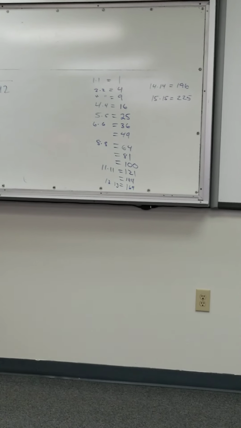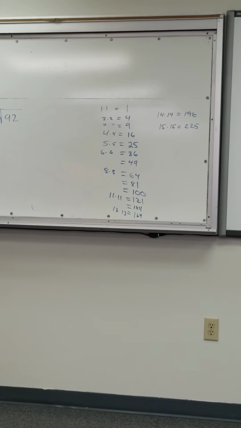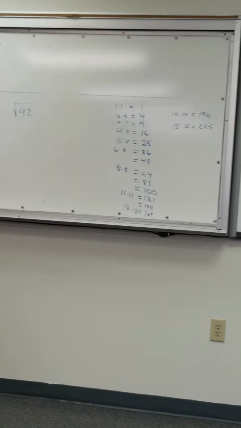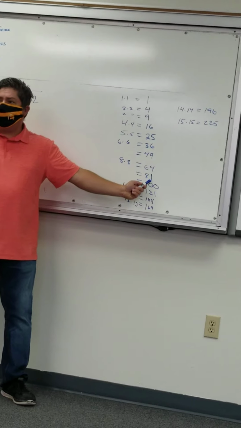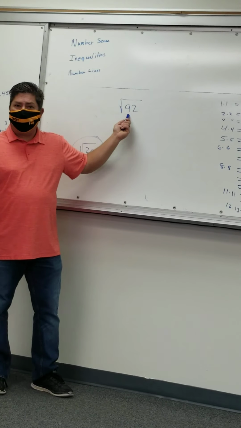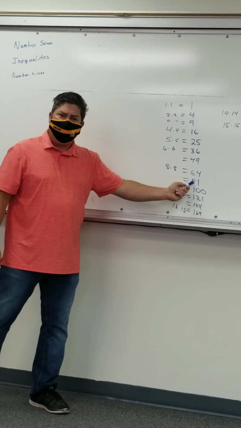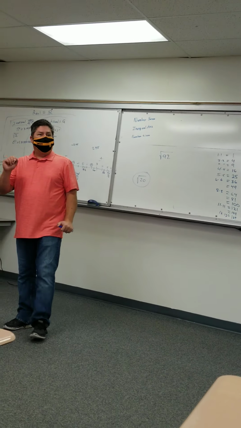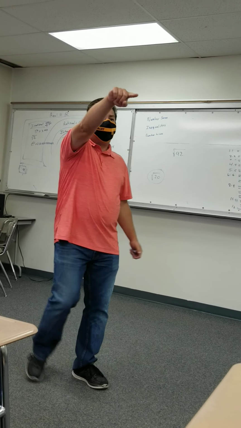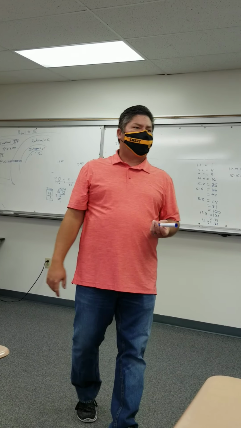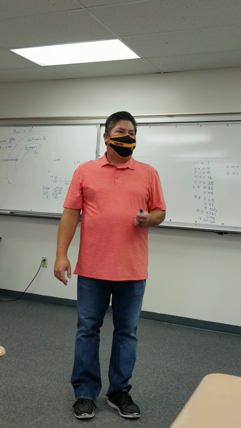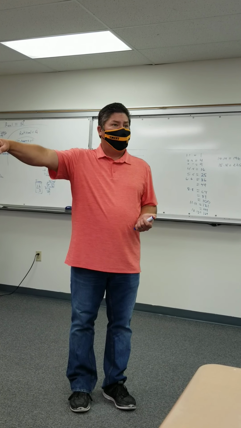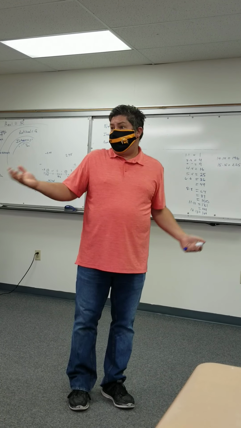What's your name? Dylan. Dylan, what do you think? 9 and 10. Good. How did you get 9 and 10? Because you looked over here, right? 81 and 100, 92 is between them. So we know it's between 9 and 10. Okay? Now, is it closer to 9 or is it closer to 10? What's your name? Griffin. Griffin, is it closer to 9 or is it closer to 10? 10. What am I really asking when I'm asking that? I'm asking if 92 is closer to 100 or if 92 is closer to 81. What's it closer to?